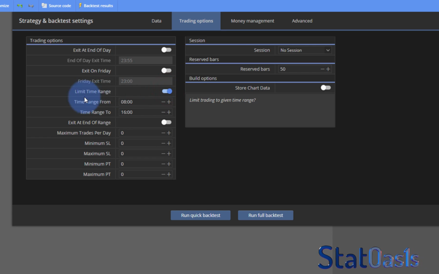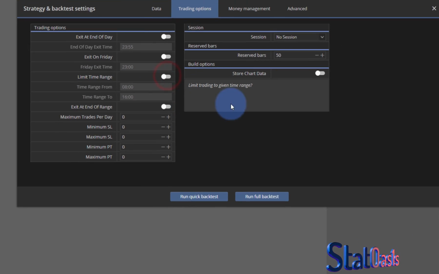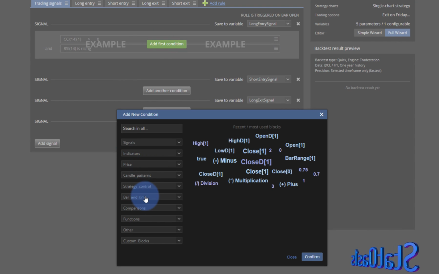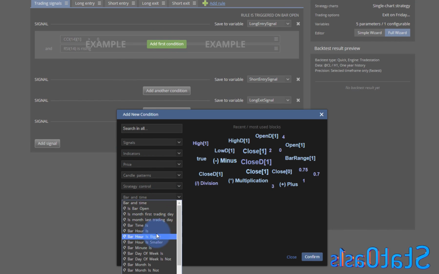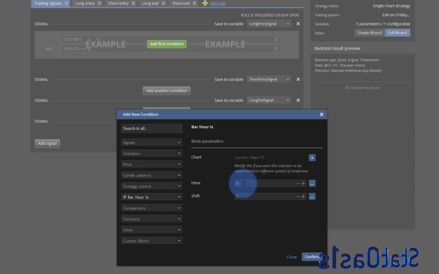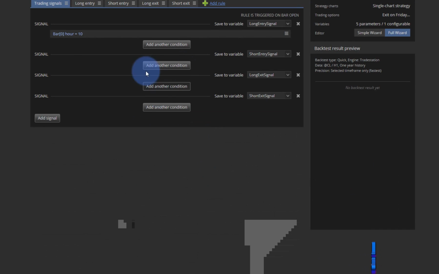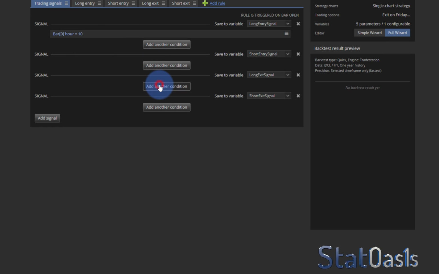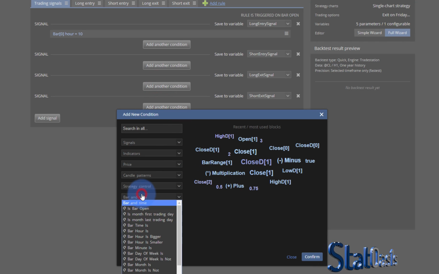That's the way to trick SQX, because in theory, you should add this from bar and time. Like if bar hour is, let's say, 10, then theoretically the strategy should buy at 10 a.m. and I can exit when the bar hour is 11.